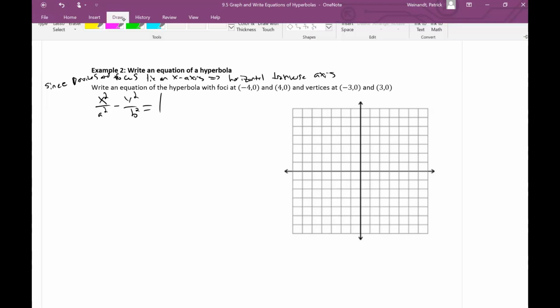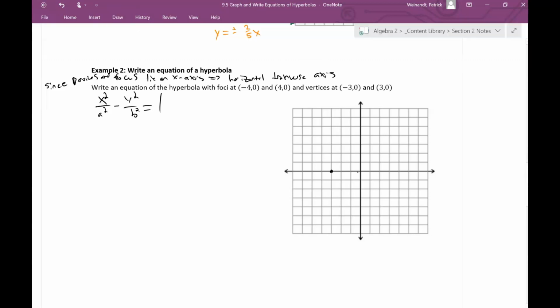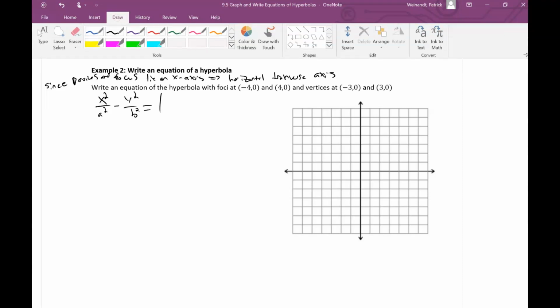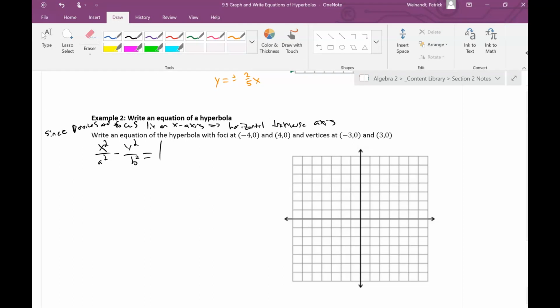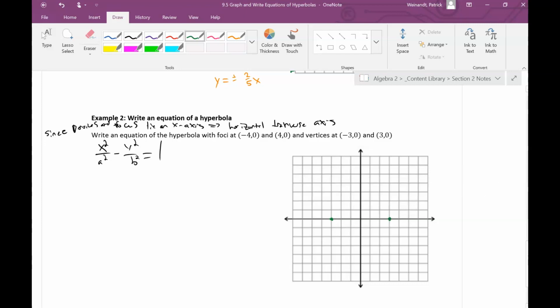Alright, so if you want to plot these points, that certainly isn't a bad idea. It's always kind of helpful. In your progress packets you don't have graphs given, but if you want to sketch, that's always a good idea. So we have vertices at -3 and +3, and then we have foci at -4 and +4.